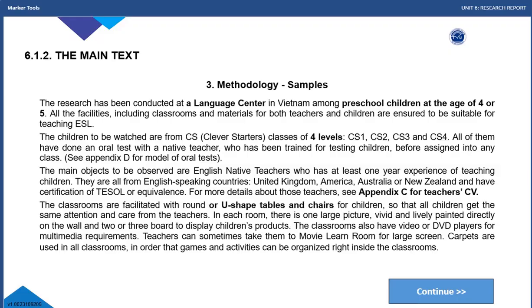Last one is samples. In this example, I show you how they describe the samples. Through the text, you can know that the participants are from a language center in Vietnam, and they are preschool children at the age of 4 to 5 in level 4. You also see the teachers who teach them through the CV. You also see the settings, which is U-shaped table and chairs, and other facilities in the classroom.